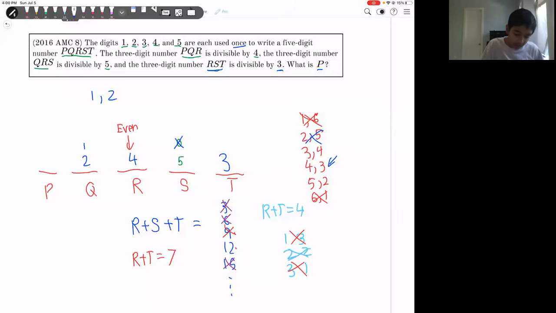When will these last 2 digits be divisible by 4? When will our PQR be divisible by 4? When QR is divisible by 4. So when will QR be divisible by 4? Either when Q is 1 or 2, and 14 is not divisible by 4, so 24 is divisible by 4. So this would actually be 2 here. And this digit over here is just the only remaining digit, so 1. Now we've used all the digits, and as a sanity check, you could check that this satisfies all our properties here. So our answer is asking for P, so our answer is just 1.